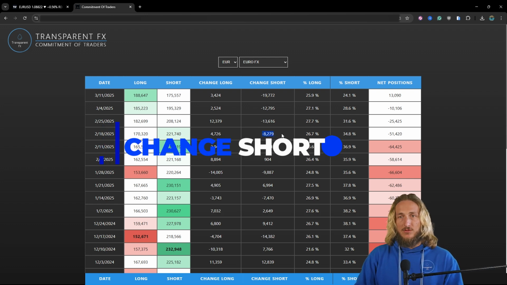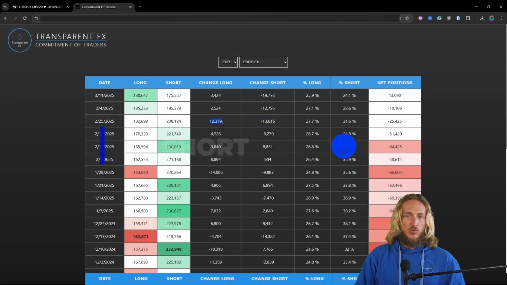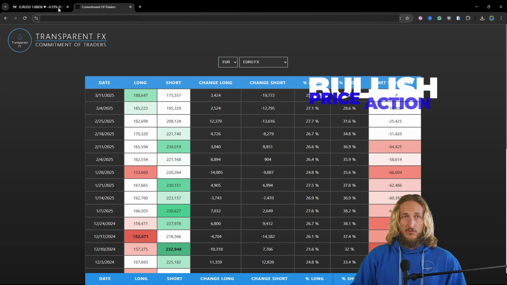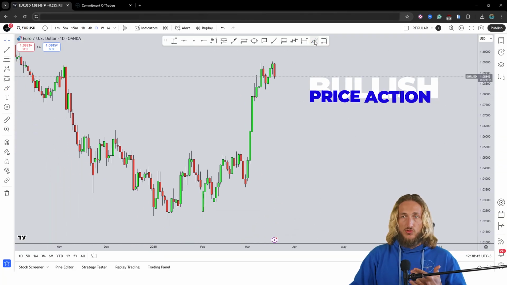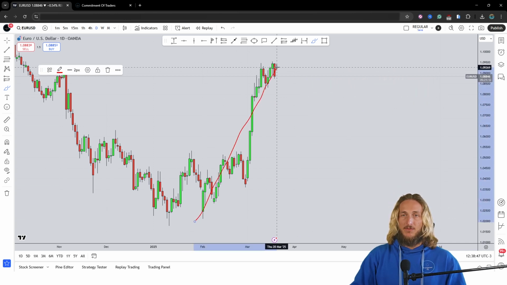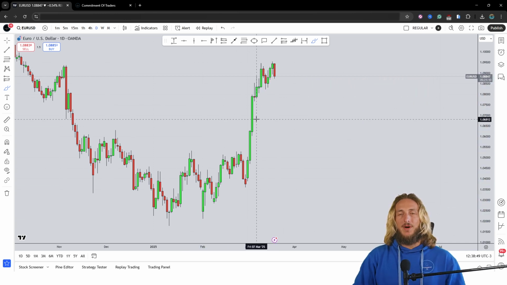So 8,000 shorts closed here, 4,000 longs added. 13,000 shorts closed, 12,000 longs added. 12,000 shorts closed, 2,500 longs opened. And now another 19,000 shorts closed and 3.4k longs added. So it's clear that institutions are aggressively moving to the bullish side for EURUSD. And in fact, it is no surprise that the market has created a massive rejection to the upside, fueled by all that institutional longing.